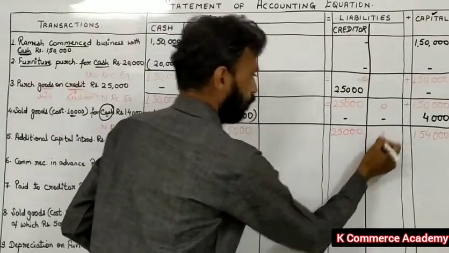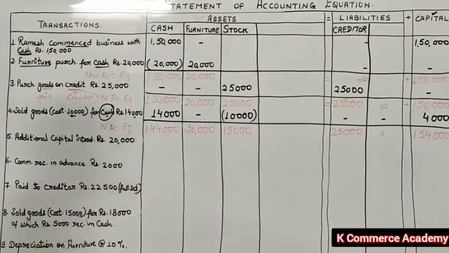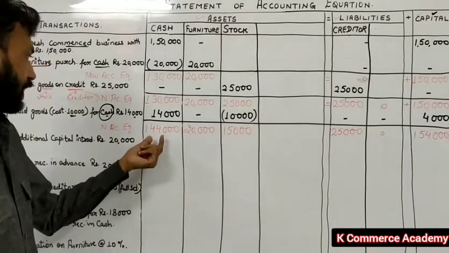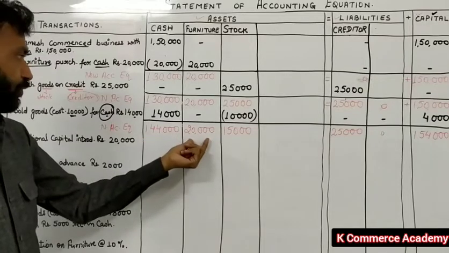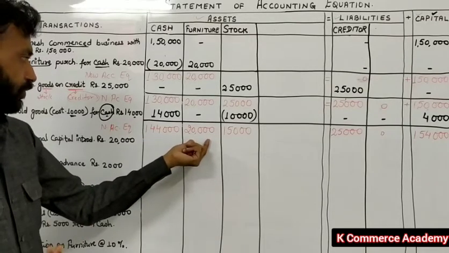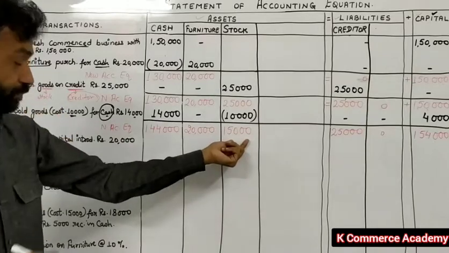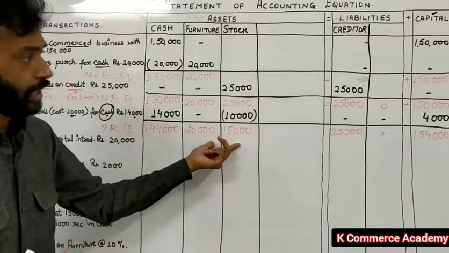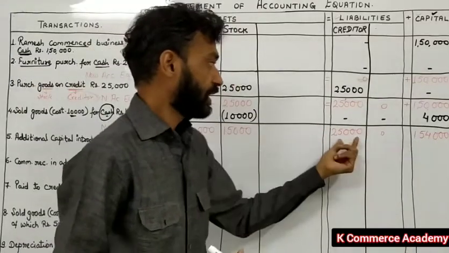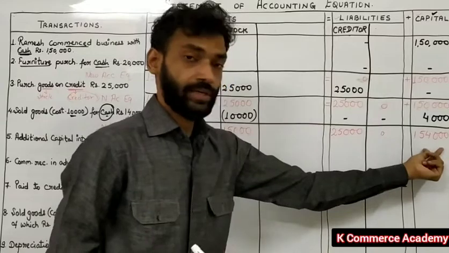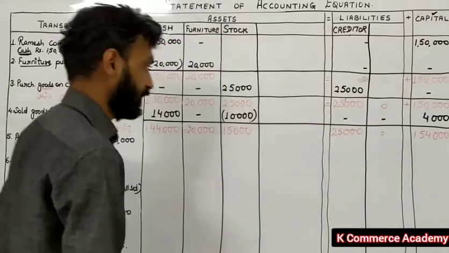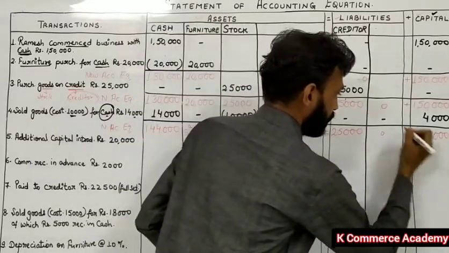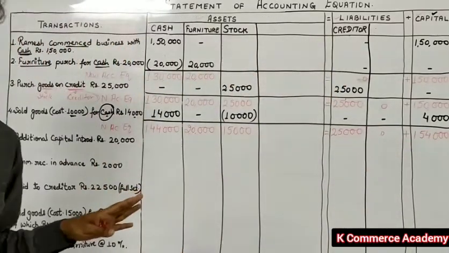So let us check whether our accounting equation is still satisfied or not. So what is the total of assets we do have? So assets are, we have 144 plus 20, 164 plus 10, 174 and 5. The total of assets we do have is 1,79,000, and the total of liabilities plus capital is also 1,79,000. It means we can say our assets are equal to liabilities plus capital. Our accounting equation is still satisfied.